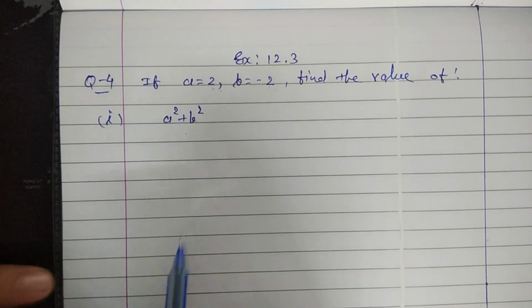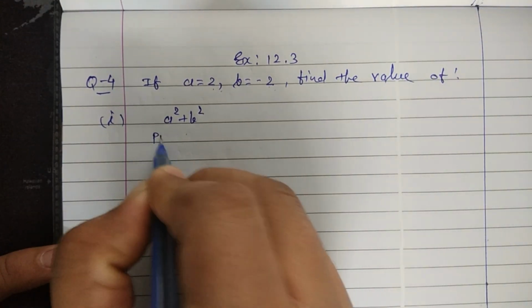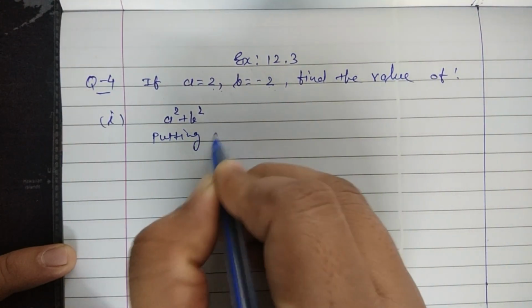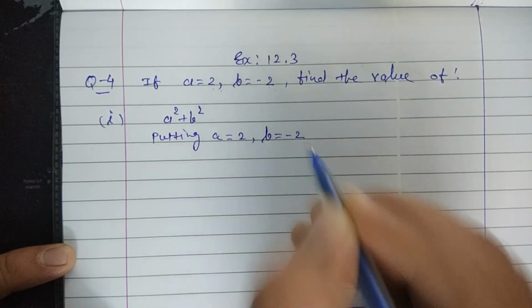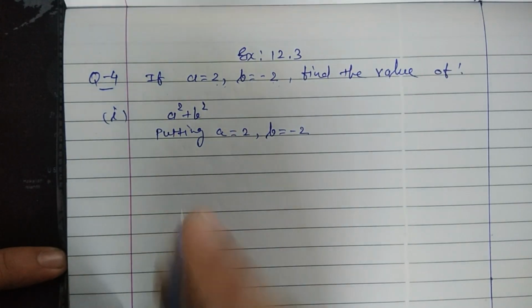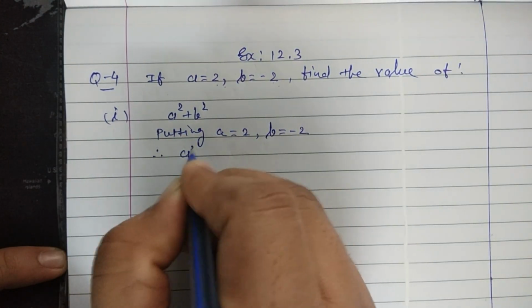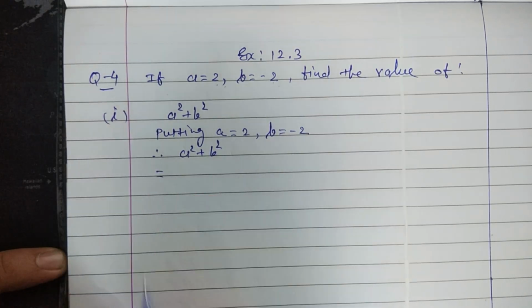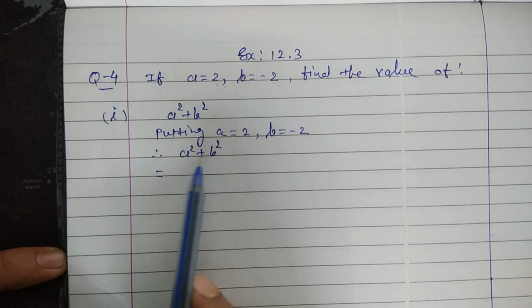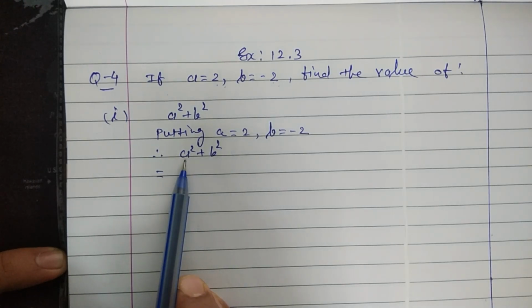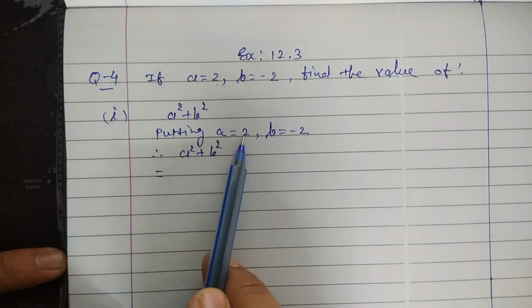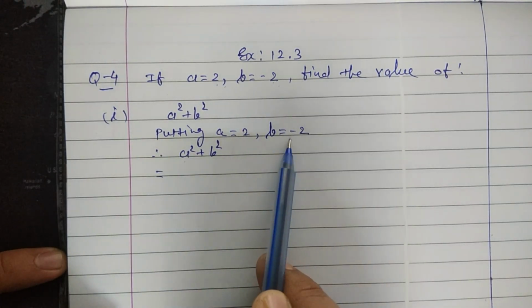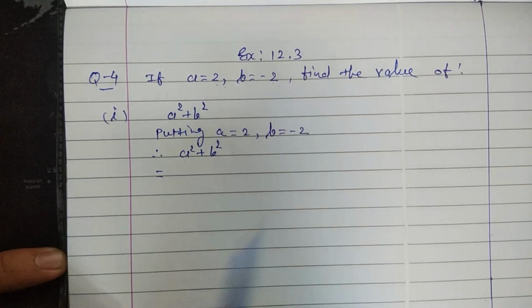Expression 1, a square plus b square. So here we will write, putting a is equal to 2 comma b is equal to minus 2, and therefore expression a square plus b square is equal to, now here keep in mind that whatever the variable is there, that's value only you have to write. So here value of variable a is 2 and value of variable b is minus 2.